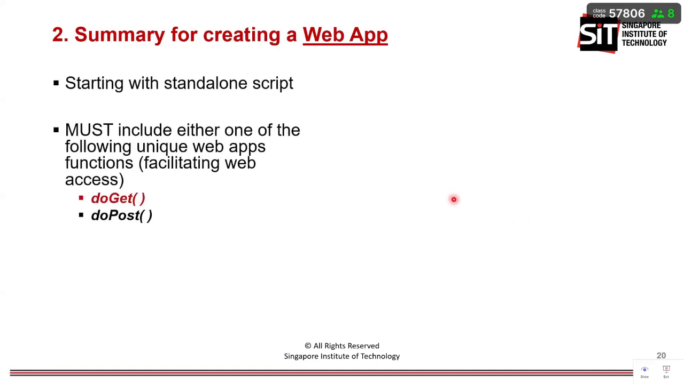Okay, to summarize, how do we create a web app? First of all, you start with a standalone script. Create a new GAS, and then you must include the doGet, like what I showed you earlier. doGet is just one of the many methods to create a web app. There are doPost and so on, which I don't want to dwell too deeply into. So pay attention to just doGet for now. For those who are inspired to become Google developers, I recommend that you read beyond doGet.